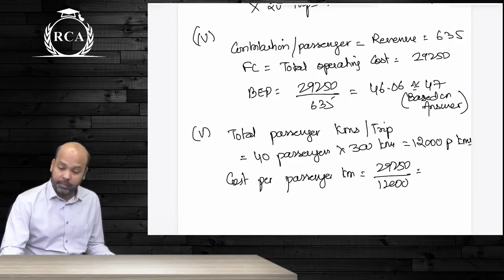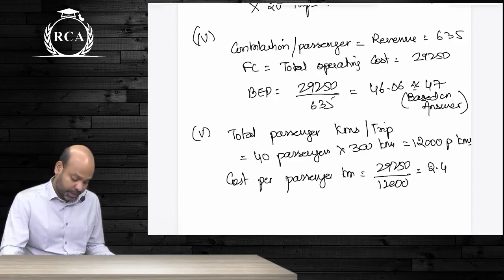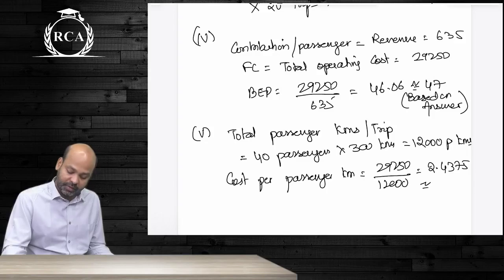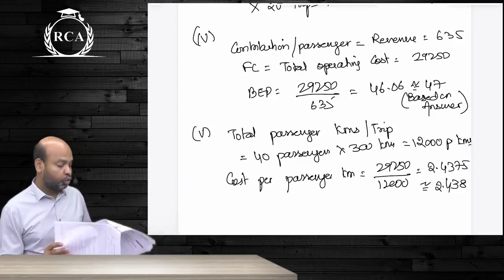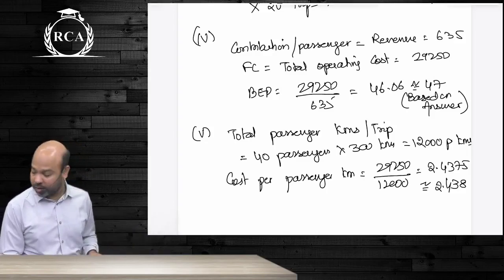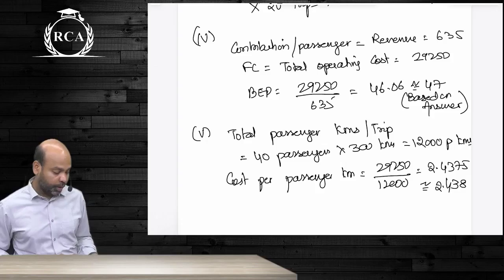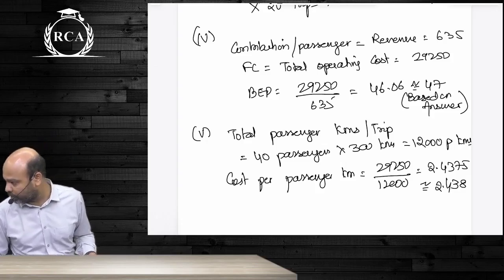2 point ये मैच हो रहा है चलो 2.4375 beta, that is 2.438 as per the requirement. 2.4375 guys will be the cost per passenger kilometer. Online students, I hope you have all marked it beta as important.